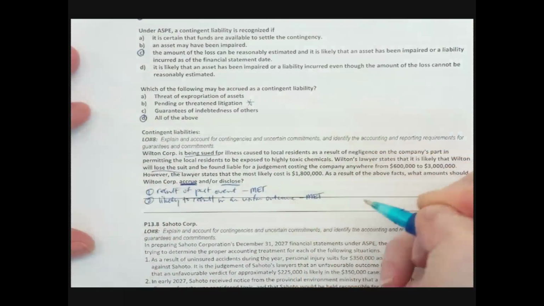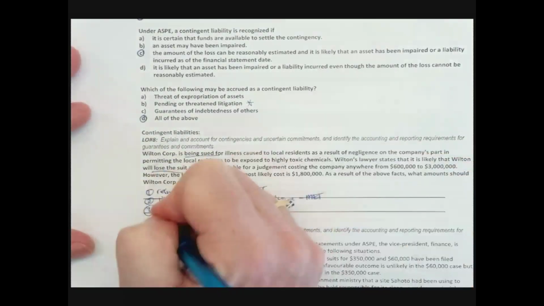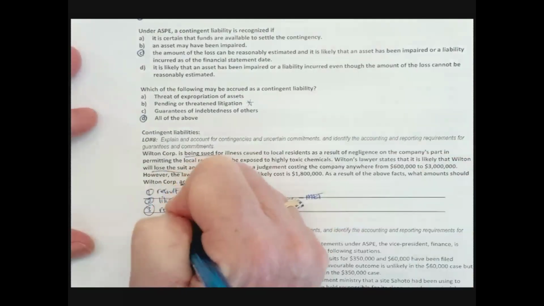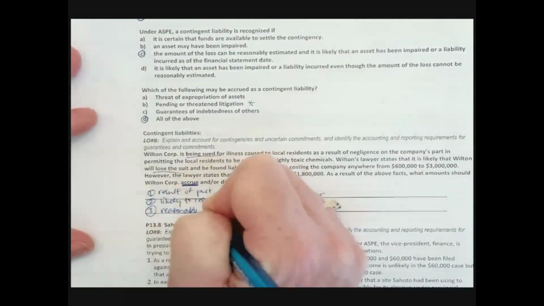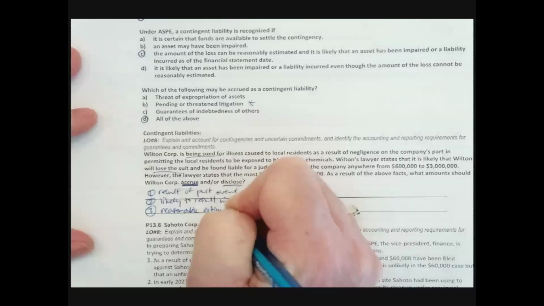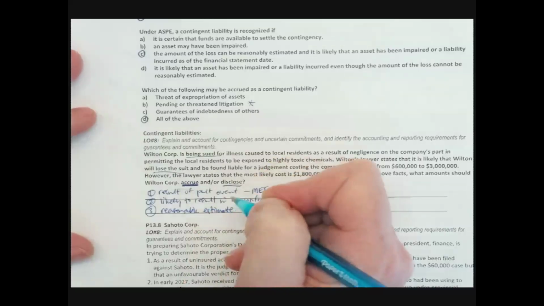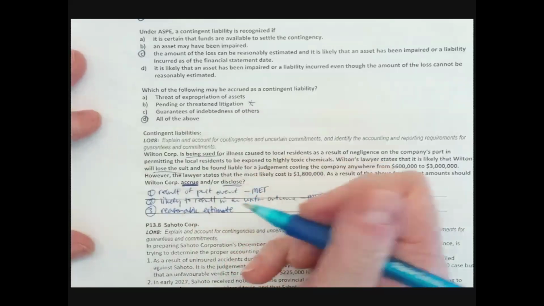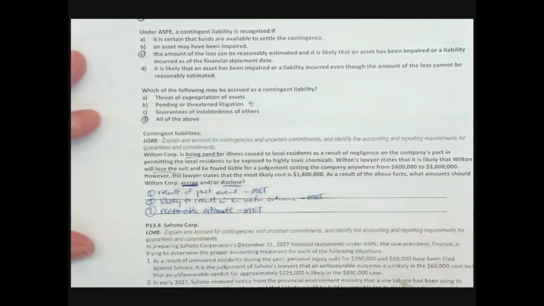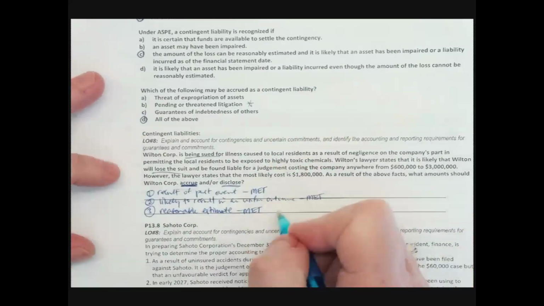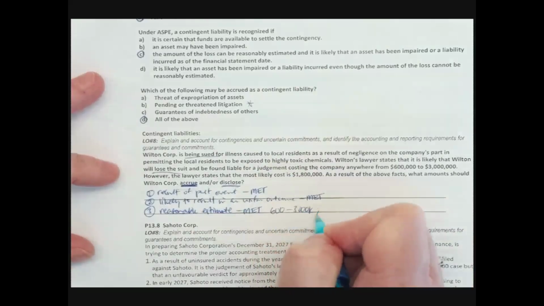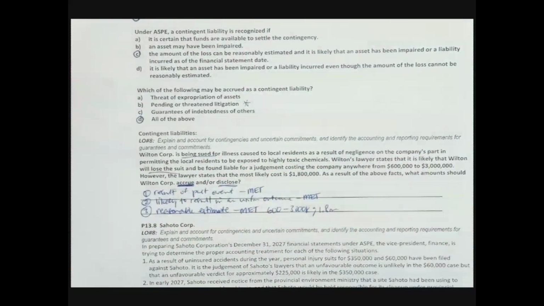And the third, do we have a reasonable estimate? And we do have a reasonable estimate. The lawyer says it's 600 to 3 million, most likely 1.8 million we'll have to pay. Okay, what amount will we accrue, Ethan?